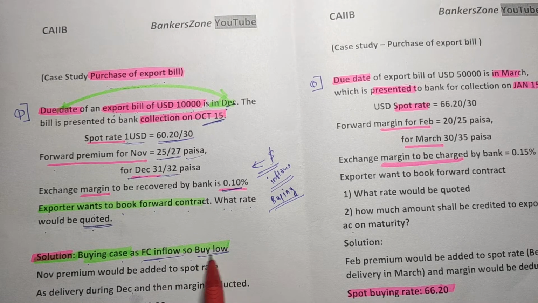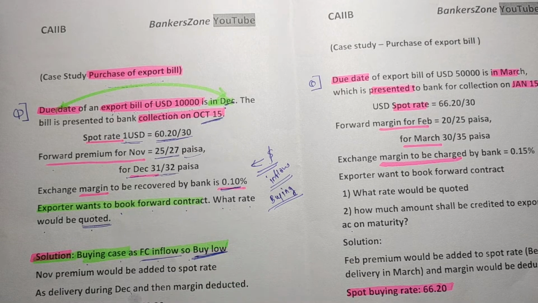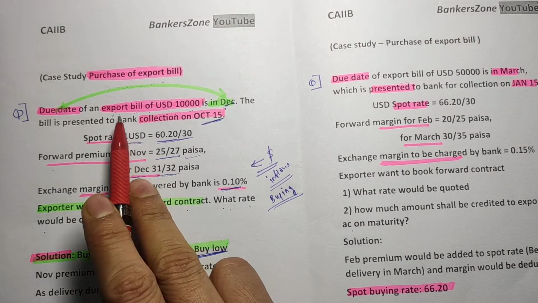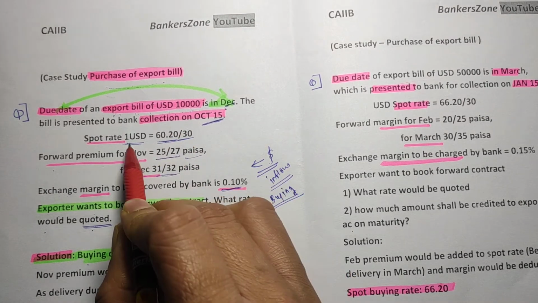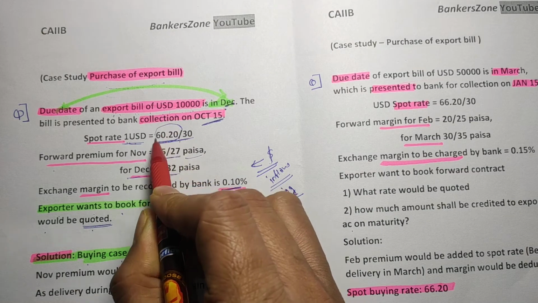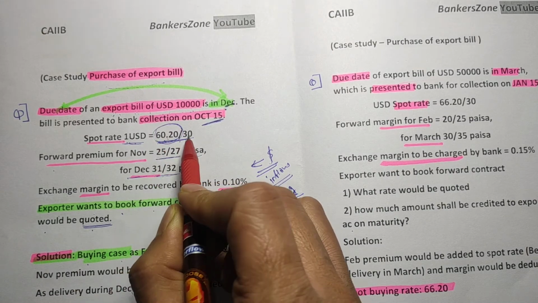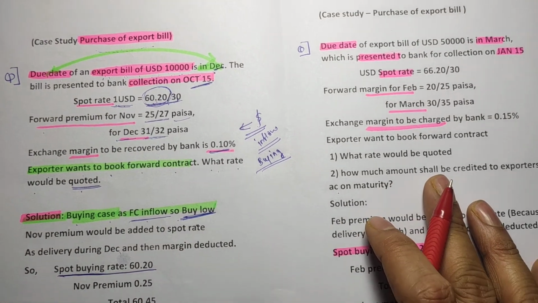So definitely we will buy low. Our target is buy low and sell high. Okay, now we come to know that we have to buy. So which rate will we choose among these? We will choose 60.20, that is the lowest among these, definitely. So we will choose the spot rate. That is, the spot buying rate will be our 60.20.